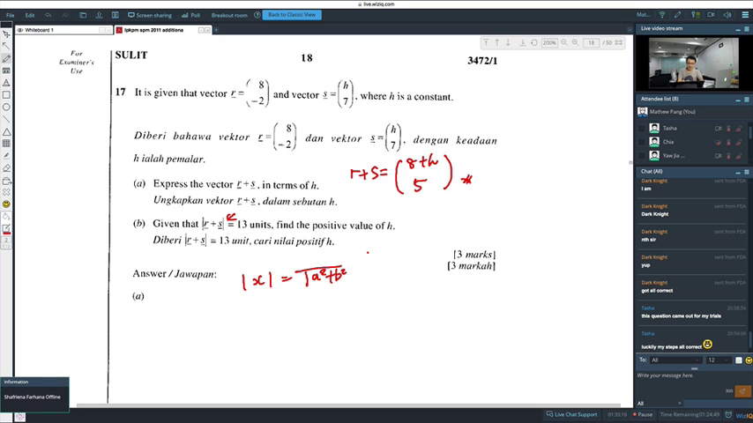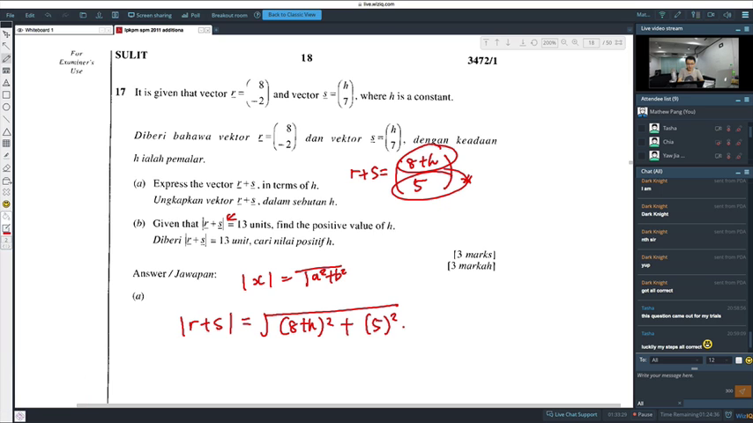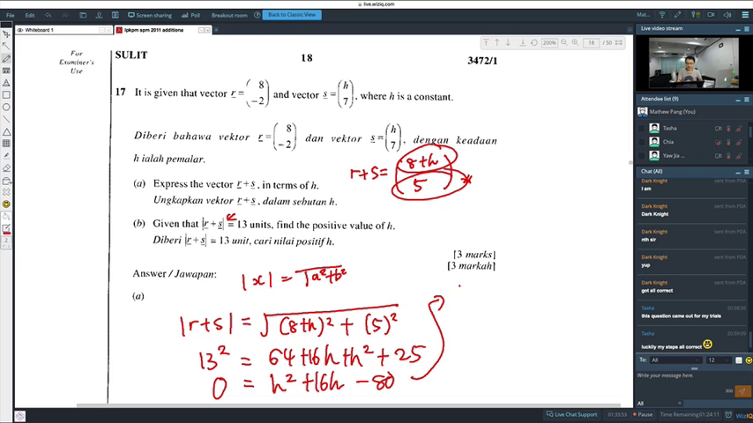So in this case, if I want to do the modulus of R plus S, I have to do something like x squared: 8 plus h squared, plus that's b, 5 squared. And the question tells me it is 13. I move the square root to the other side, it becomes a square. This one will be 64 plus 16h plus h squared plus 25, equals 169. Then I need to solve this equation. So it will become h squared plus 16h, 64 plus 25 minus 169, negative 80. Then you just factorize it.